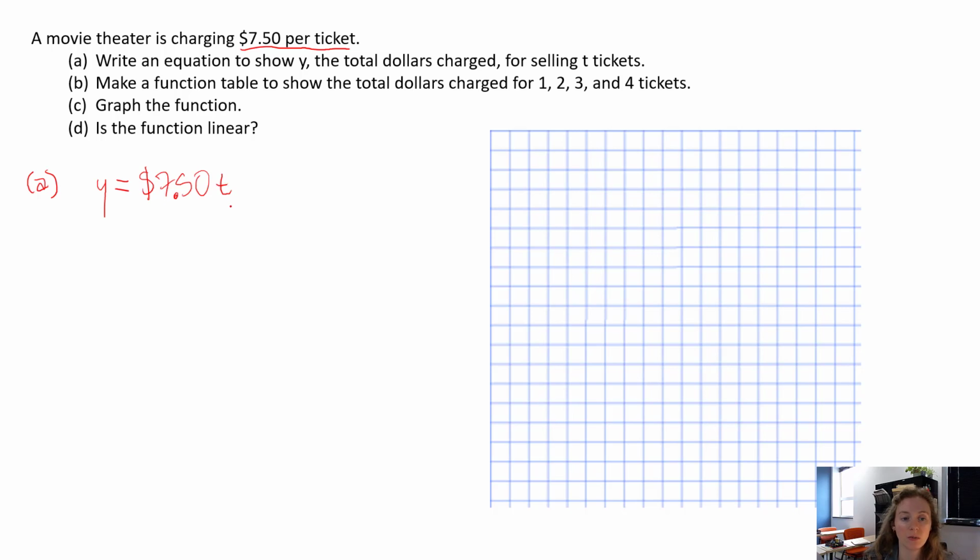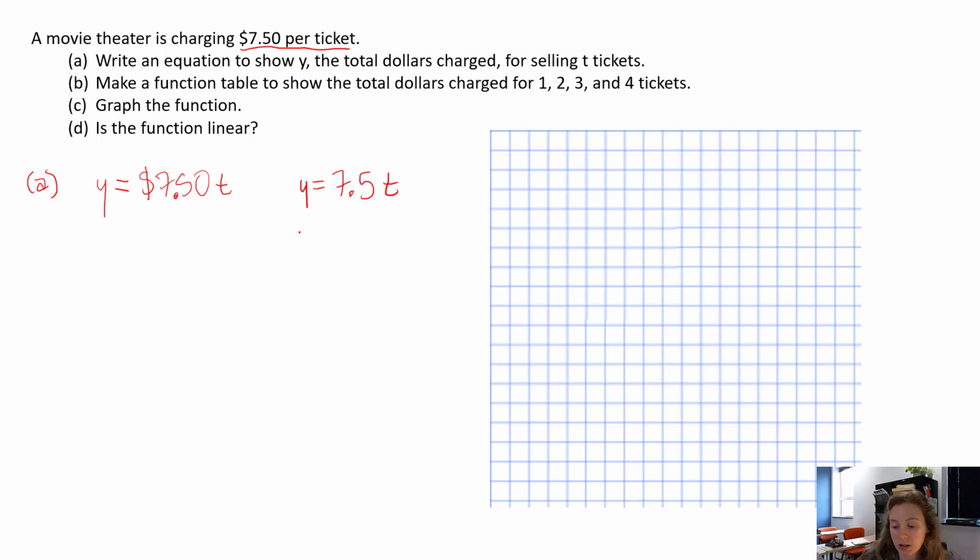And we know that when we're multiplying a number and a variable, we usually do not include a multiplication symbol in between them. So we just put the number right next to the variable, and we know that that means multiplication. So this is how I'm writing the equation, but you may have written it a little bit differently. So you may have written y equals 7.5T. 7.50 is the same thing as 7.5. You may or may not have included that dollar symbol.